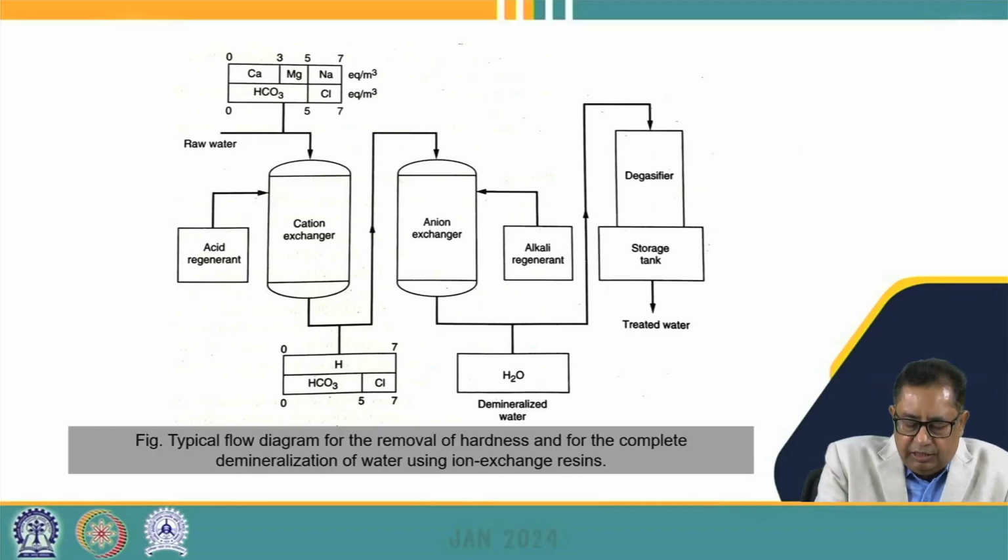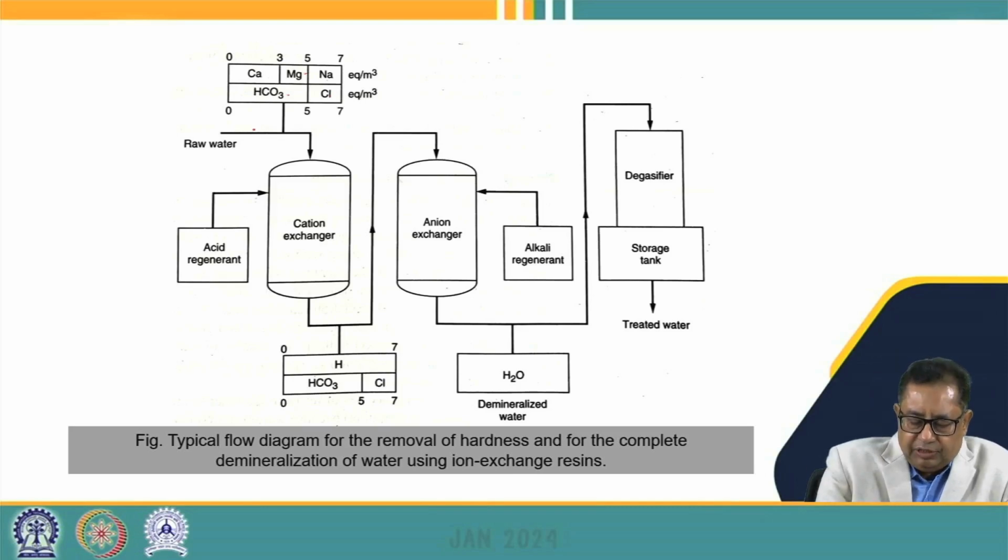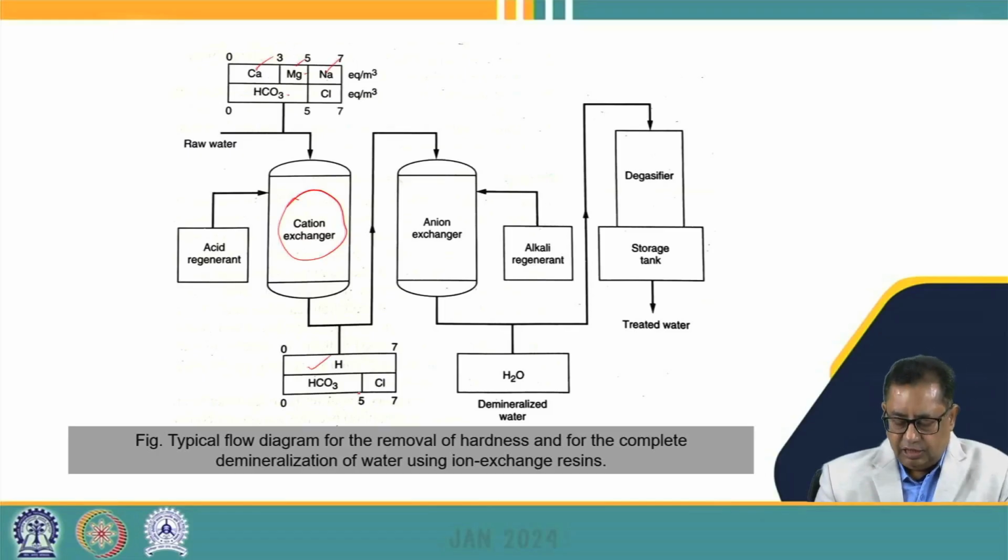So we can see an example here where we have calcium, magnesium, sodium, and then bicarbonates and chlorides in the water. These are the major cations and anions present in the water. As we take this raw water to a cation exchanger, all the H plus ions are exchanged by calcium, magnesium, and sodium ions, and we get in the water only H plus ions and the other anions which are present in the water.